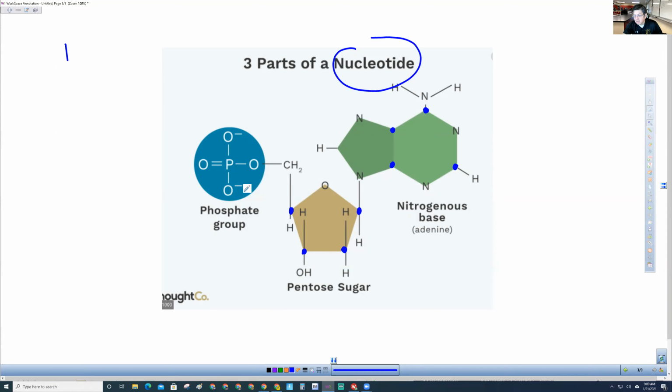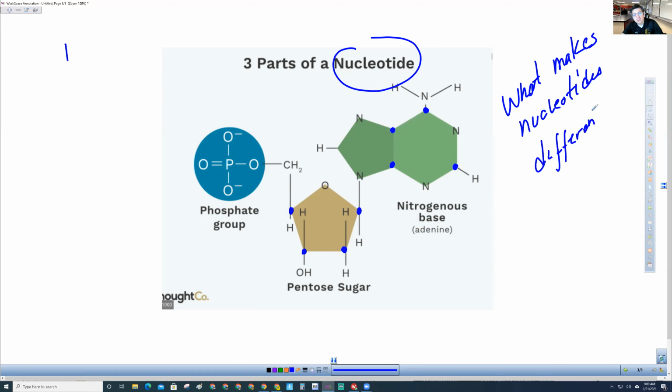Does that make sense? So that's where I'm going to leave you guys off today, is just really understanding that a nucleotide is this molecule that has 3 parts. We are going to talk about, for example, what makes nucleotides different.